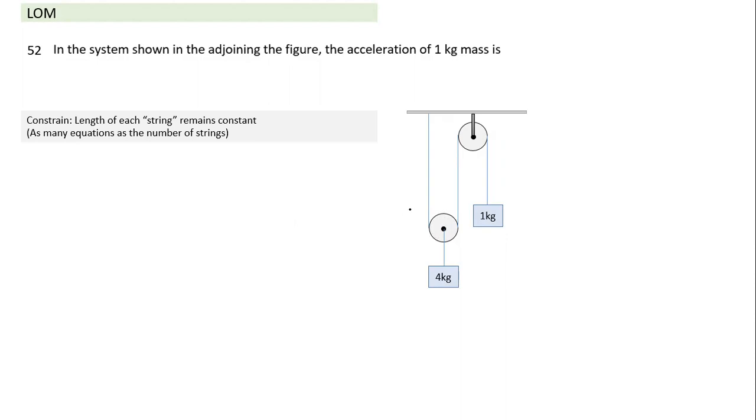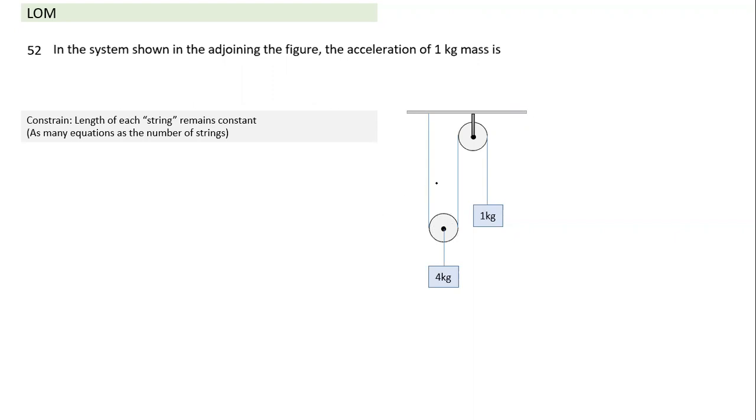What is the constraint? Since they are connected here, we identify that there are two strings. I hope all of you can notice, one string runs like this, around this pulley, around the other pulley, and is connected to the 1 kg mass. And this is the second string. Whenever we have a string-pulley arrangement, the constraint is based on the length of each string remaining constant. So the motion of connected objects will be such that the length of the string will not change.